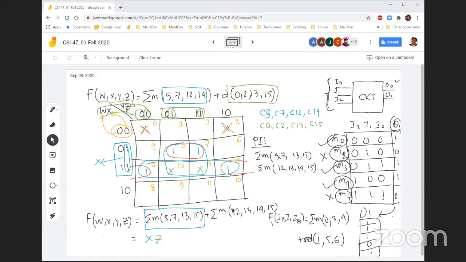Okay. And now come to the other, this one, 12, 13, 14, 15. So what we do, we see that on the column side, everything is changing between the columns. Y is also changing its value. Z is also changing its value within the column. And constant is both W and X at 1. So it becomes XZ or WX. Question?